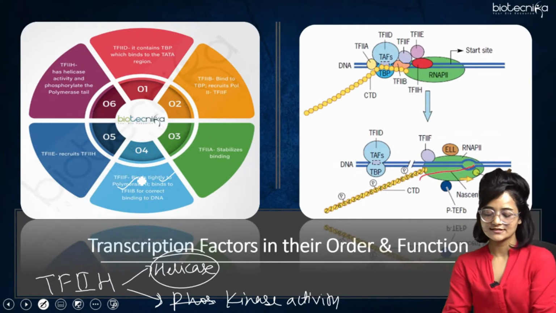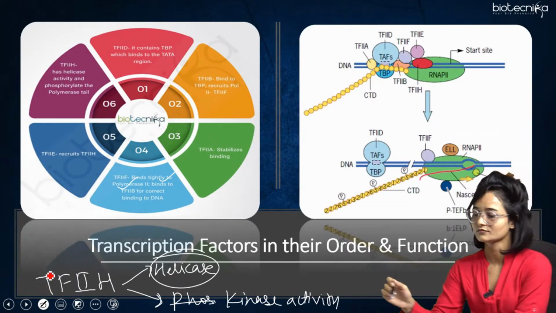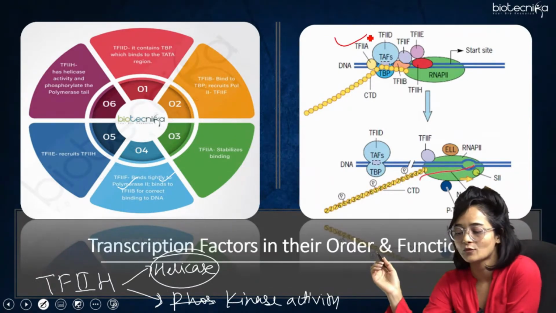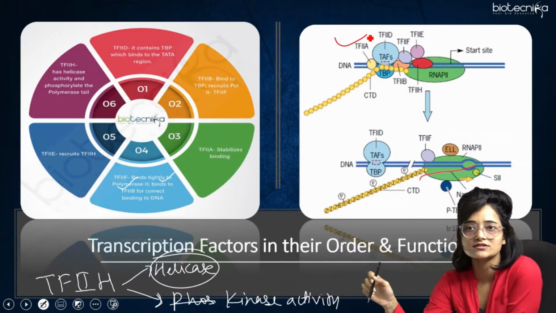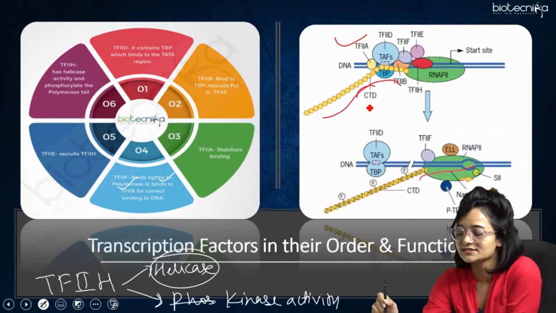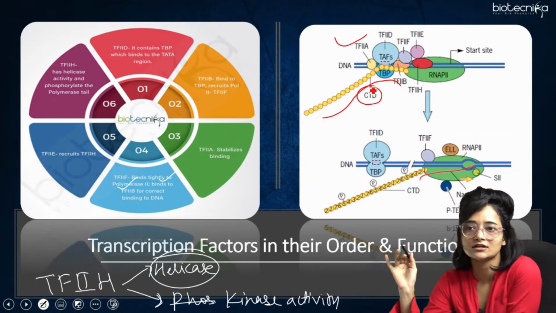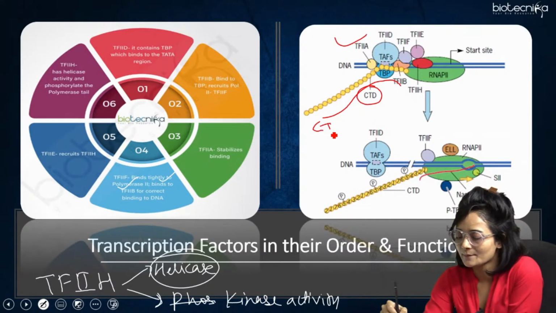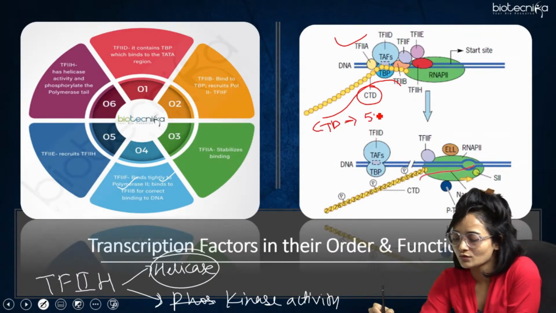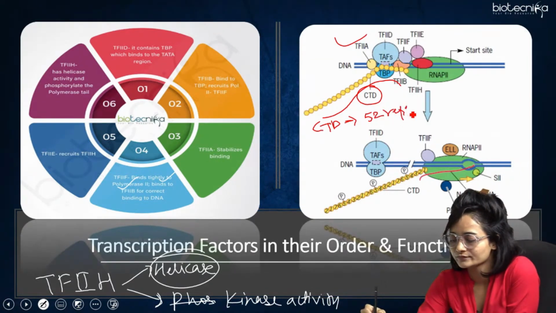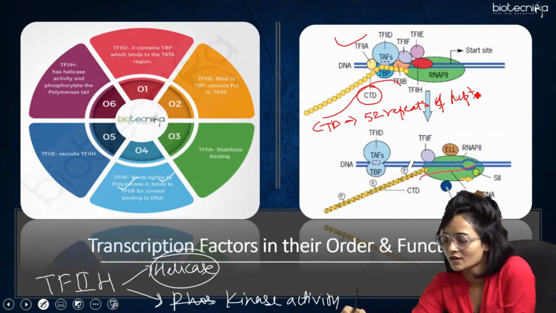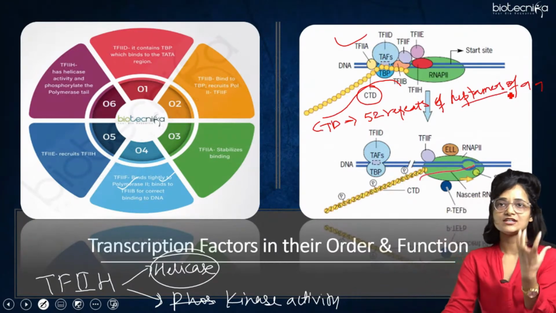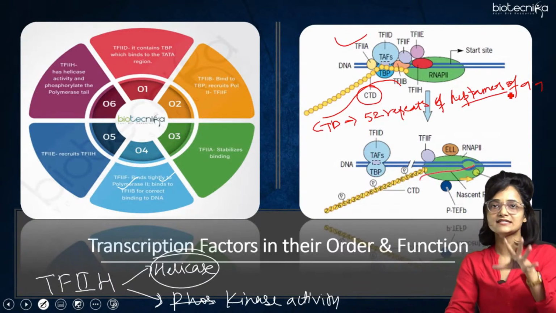Now here in the diagram, you can see that all the transcription factors have bound to the promoter region. RNA polymerase II is also bound. It has a long tail, known as the CTD tail, the carboxyl terminal domain of the RNA polymerase. This CTD consists of 52 repeats of a heptamer of amino acids. There is a 7 amino acid sequence which is repeated 52 times in the CTD tail.